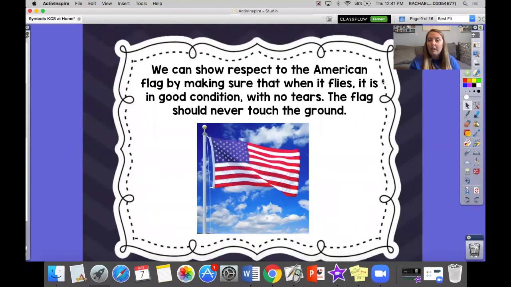We can show respect to the American flag by making sure that when it flies, it's in good condition with no tears. The flag should never, ever touch the ground. There's a flag code that all Americans, all people in the United States, are supposed to follow to make sure that the flag is always in good condition. And these are a few of the things that you're supposed to do. Make sure it's always in good condition when it's flying, and that it should never touch the ground. We should never let it get tears in it either. We have to take care of our flag just like we take care of our things at home and at school.